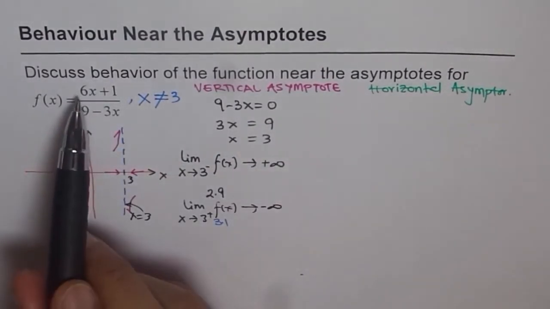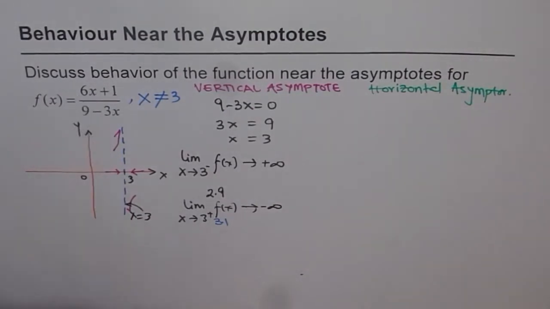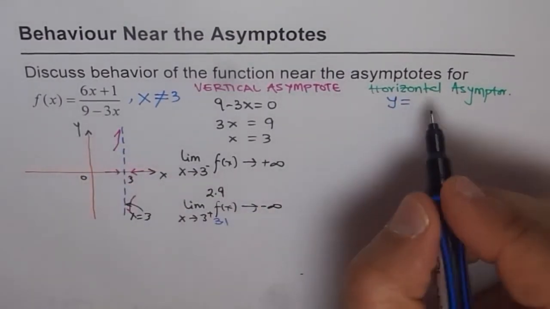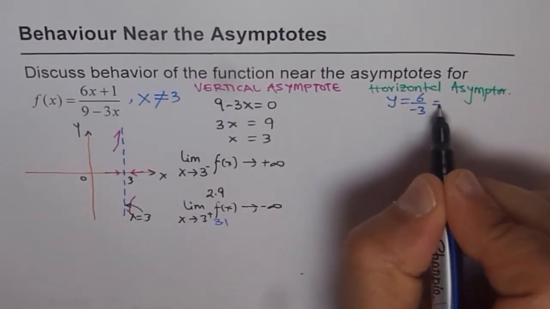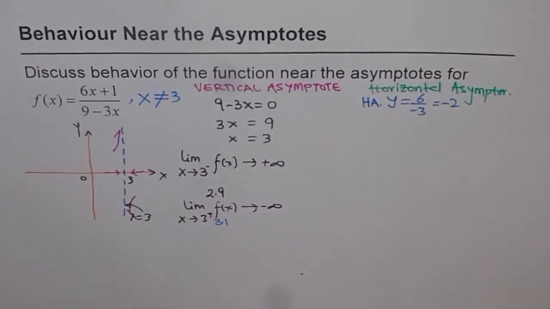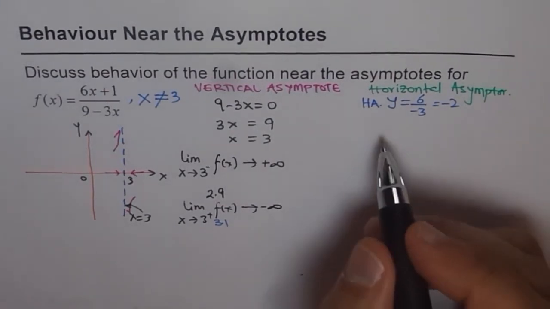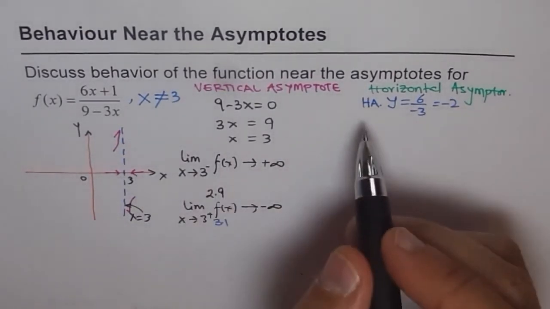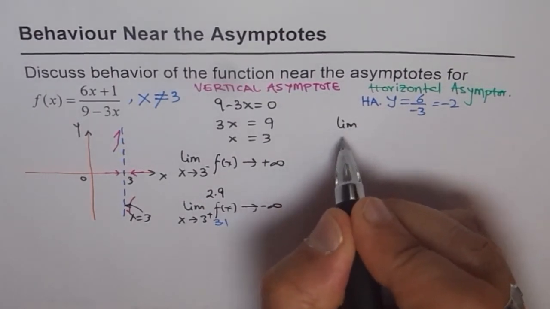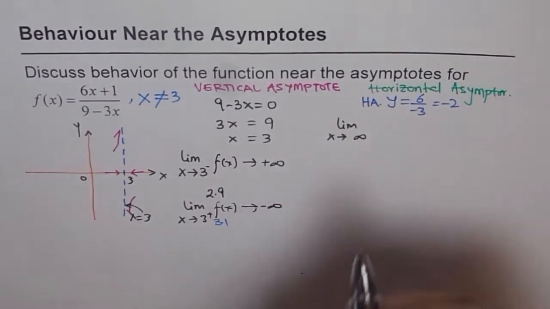So we are expecting 6 over minus 3, which is minus 2, as our horizontal asymptote, right? Let me write down the answer first, and then we'll check it out. So we are saying the horizontal asymptote should be y equals 6 divided by minus 3, which is minus 2. That is the horizontal asymptote for us. Whether it is really the horizontal asymptote or not is something we are going to show with the help of limits. So let's find the limit of this function as x approaches, let us say, plus infinity.